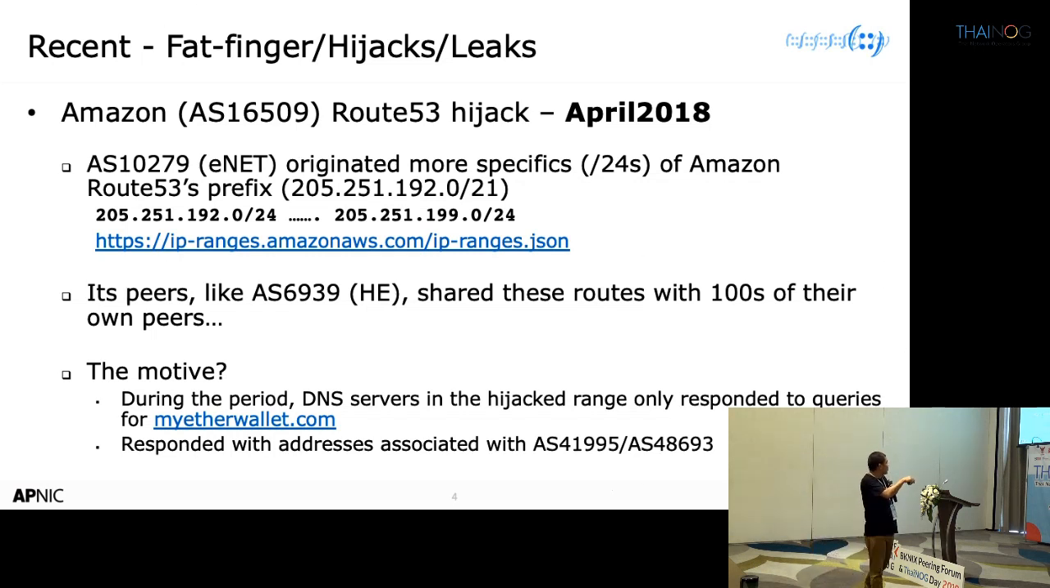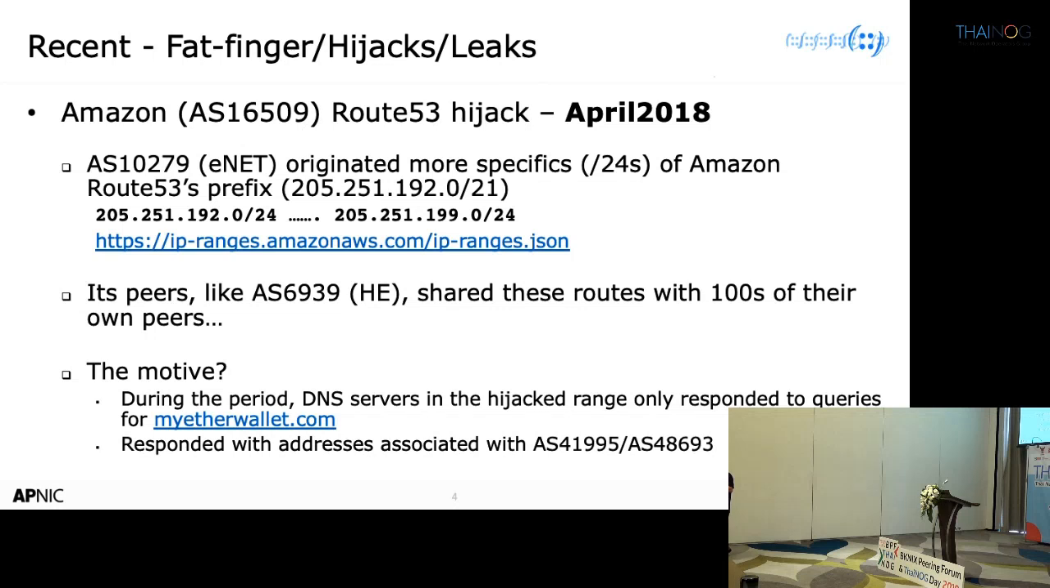And what was the motivation for that? So it turns out what they did was, like Dr. Paul was saying yesterday, if I control your DNS, I pretty much control what you see. So the reason they hijacked this was, now any DNS queries that come in get responded to by this hijack network. And in this case, they were specifically looking at myetherwallet.com. So any queries that came for that domain got answered with IP addresses which belong to two autonomous systems in Russia, right?